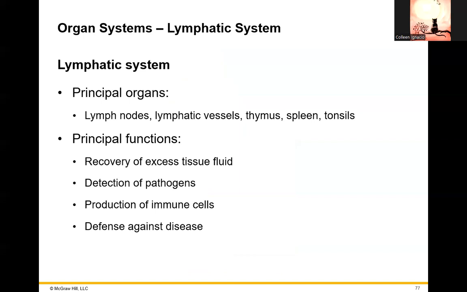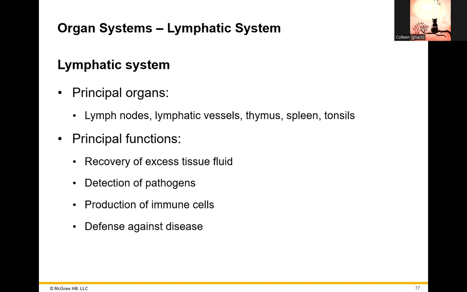So what's the function? What's the job of the lymphatic system? It does work hand in hand with the immune system. It also helps to recover excess tissue fluid, to detect pathogens. It helps to produce immune cells, and it is a defense against disease. So if you've ever had a strep throat or swollen tonsils, and maybe you felt the side of your neck, or the doctor or nurse felt the side of your neck, and they said, ooh, your lymph nodes are swollen. The lymph nodes are important as they help to fight that infection.